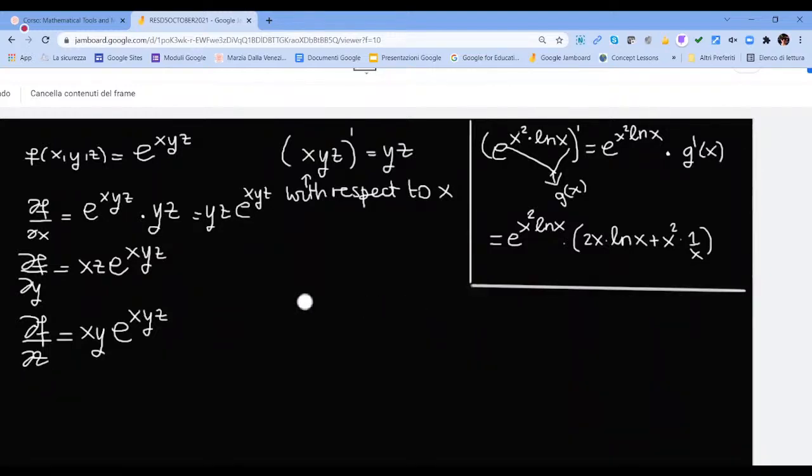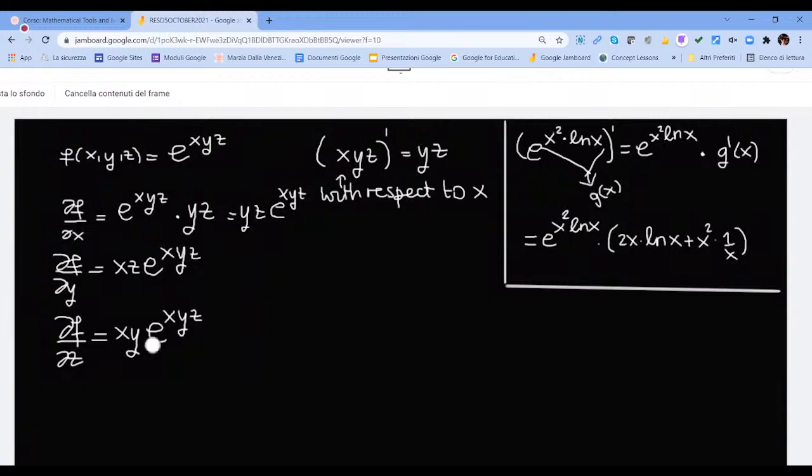In the first case with our function of more variables, this product was considered every time with respect to only one variable. But in case we have a product that was depending on the same variable, two or more terms, then we should have used the other rule for the derivative of a product. So let's compute the second derivatives.